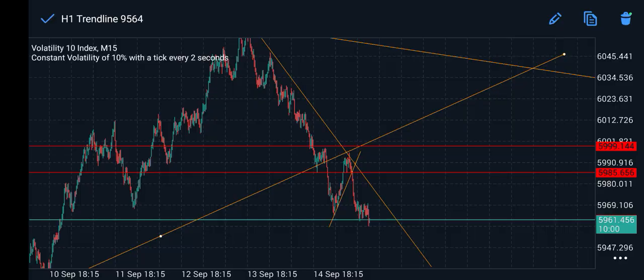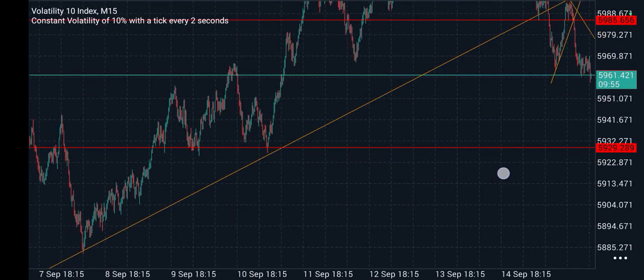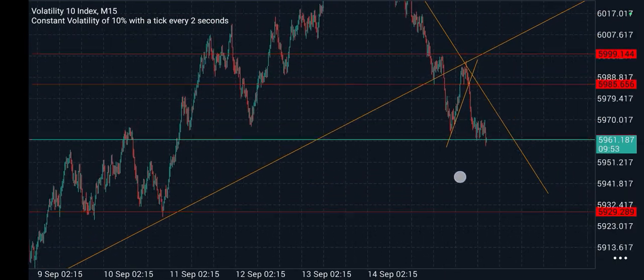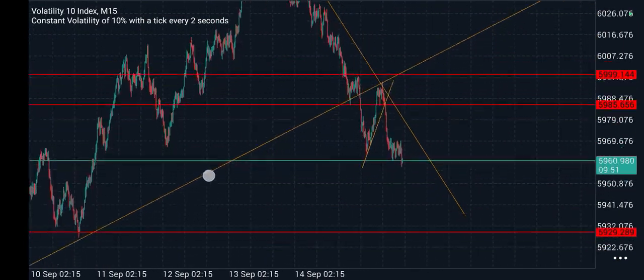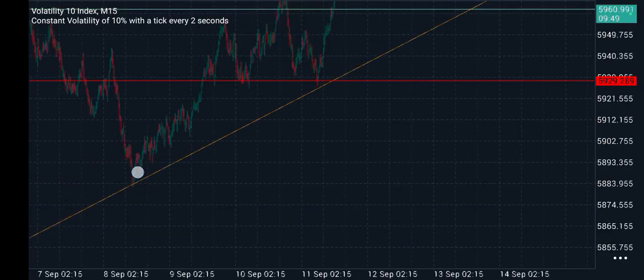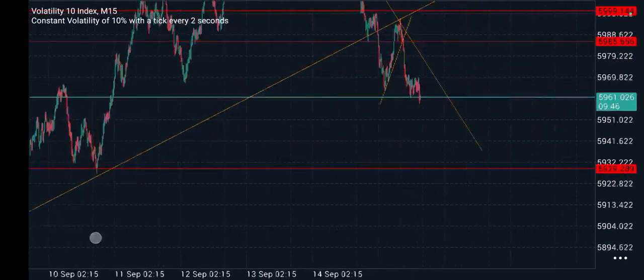But I don't want to fit it by force, so let's just leave it this way. This is just going to be my TP, and I think TP1 is okay unless you are willing to risk and come down to this zone. But yeah, it's okay already.